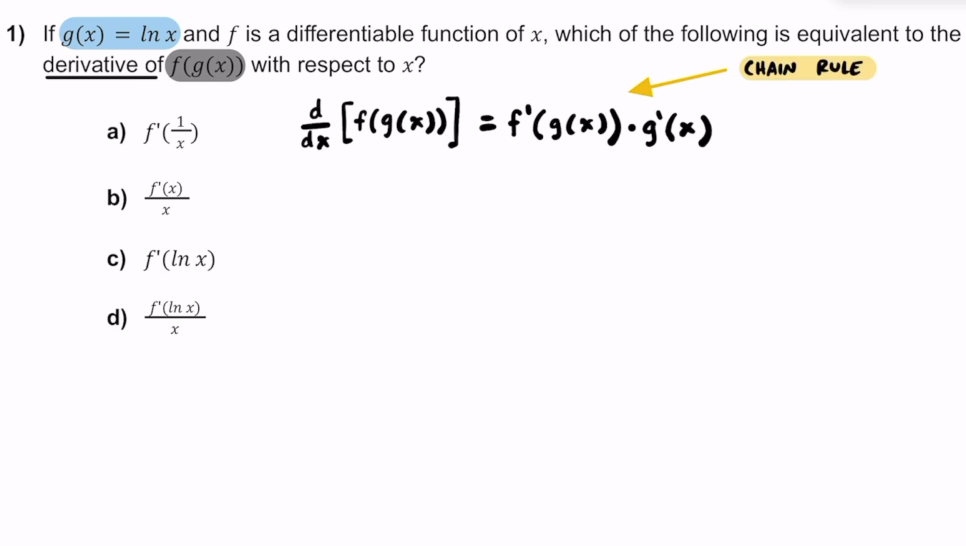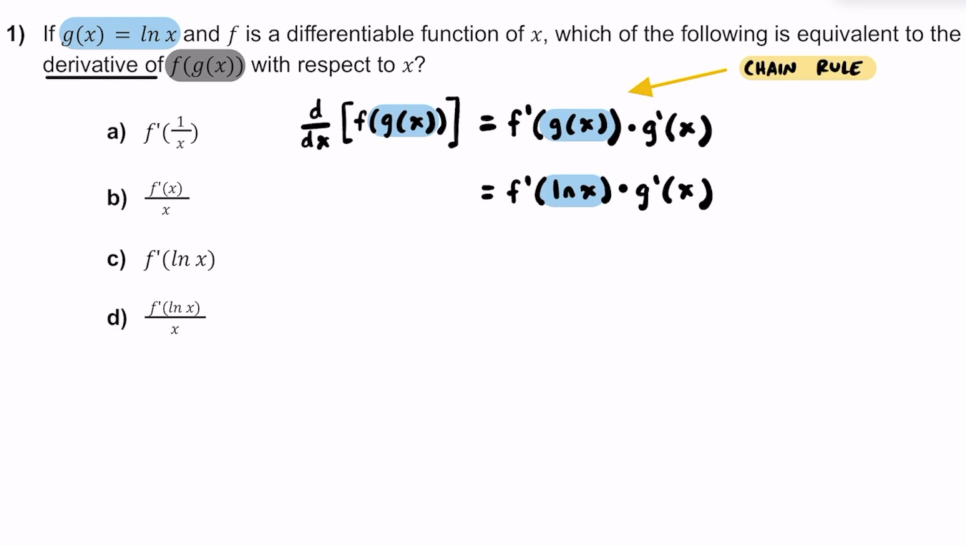Now let's see if we can use some information that we're being told. We know that g of x is equal to ln of x. We see g of x located in these two locations, so let's substitute in ln of x into each of these spots here. Substituting in that ln of x into our g of x function in the derivative, we have f prime of this ln of x. We multiply that by g prime of x. We'll highlight this to keep it the same here.